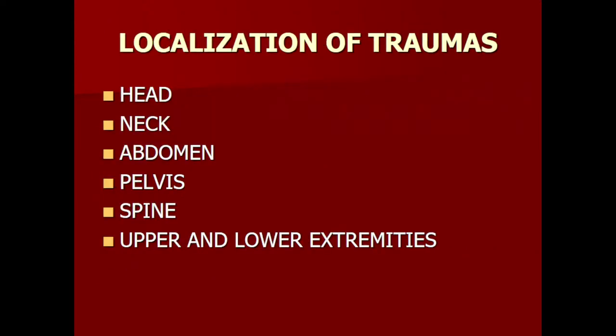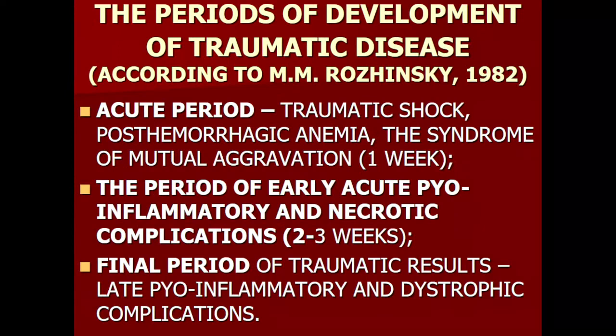At the accident place, do not put a final diagnosis. At the accident place, if the patient has polytrauma, correctly put the diagnosis: damage of head, neck, abdominal, pelvic, spine, upper and lower extremity. Do not put a correct full diagnosis. Why? Enough, you lose time.